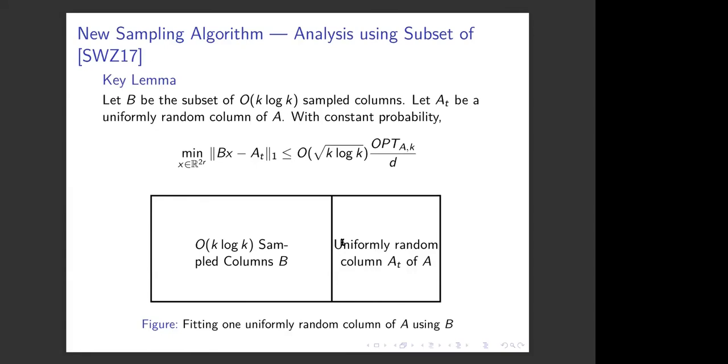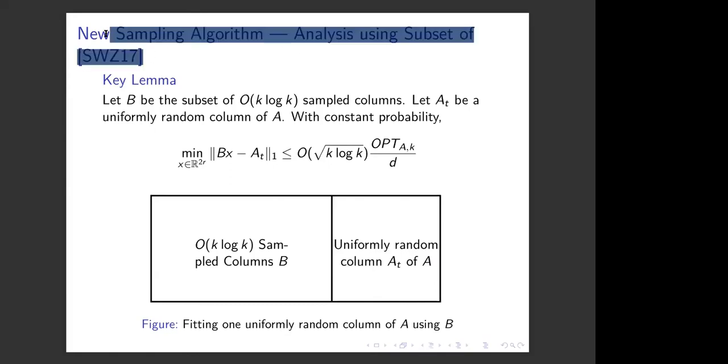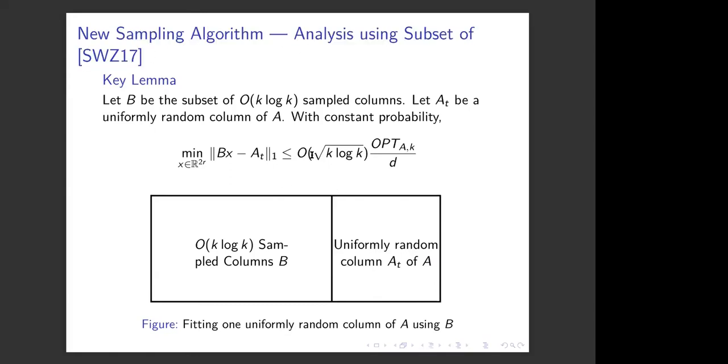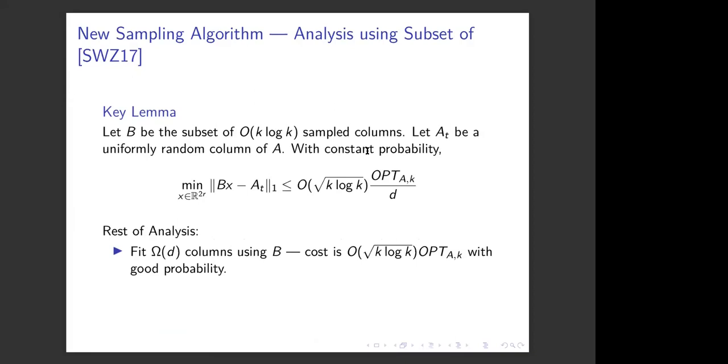So that is why, for this uniformly random column A sub t, you get an O of square root k log k error times the optimum divided by d. Now, because we're using this improved existence result from this previous paper, instead of O of k over here, we have O of square root k log k. And now you can apply a similar analysis, right? This is what we did to obtain our O of square root k approximation factor.